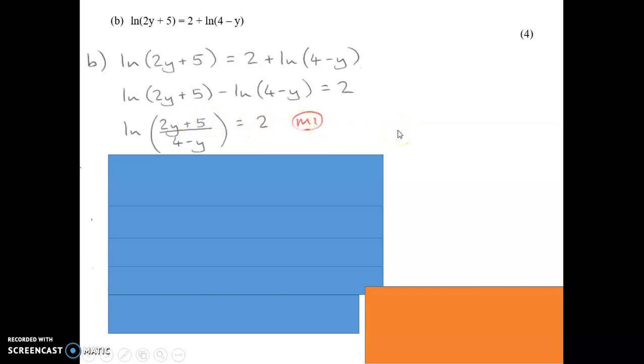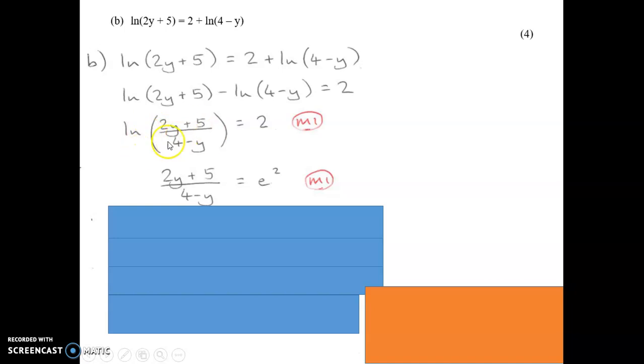So if we take e to the power of both sides, then on the left, the e and the ln will cancel, and we'll end up just with 2y plus 5 over 4 minus y. And then we have to do the same to the right, so we've got equals e to the power of 2 on the right. So there's actually one method mark for getting to this stage, and then a second method mark for here. So this one is for using the laws of logs to get this quotient, and this one here for taking e to the power of both sides.